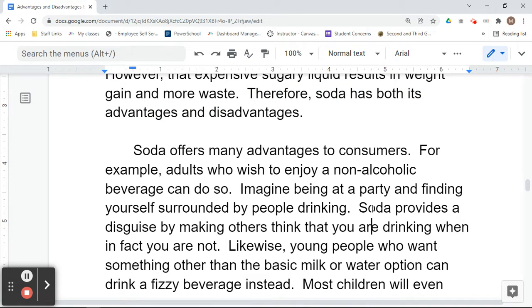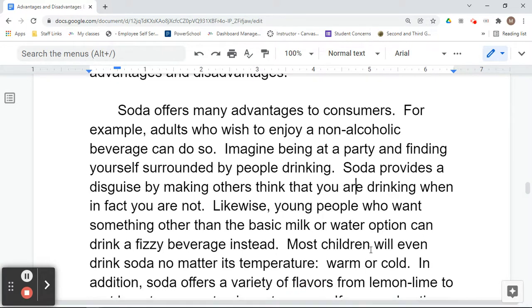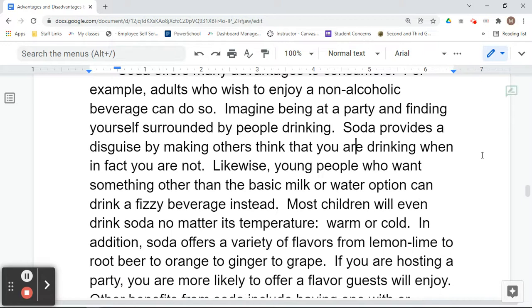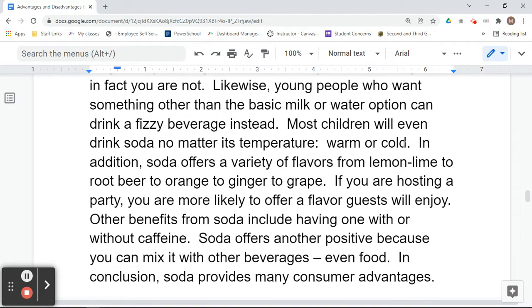Soda offers many advantages to consumers. For example, adults who wish to enjoy a non alcoholic beverage can do so. Imagine being at a party and finding yourself surrounded by people drinking. Soda provides a disguise by making others think that you are drinking when in fact you are not. Likewise, young people who want something other than the basic milk or water option can drink a fizzy beverage instead. Most children will even drink soda no matter its temperature, warm or cold.